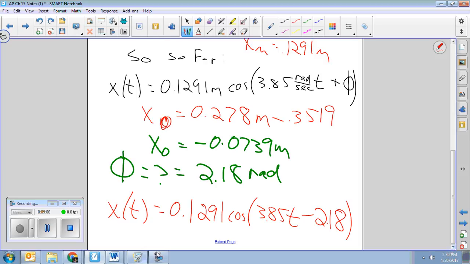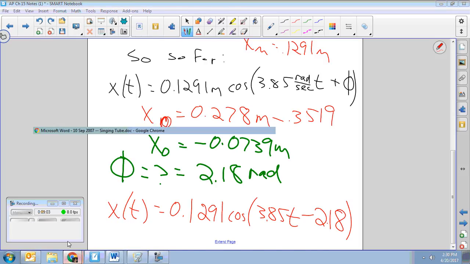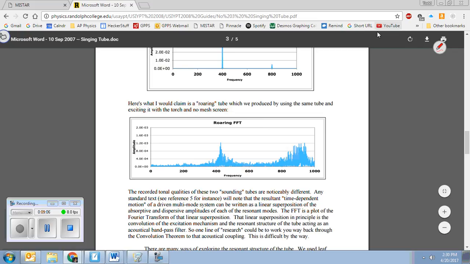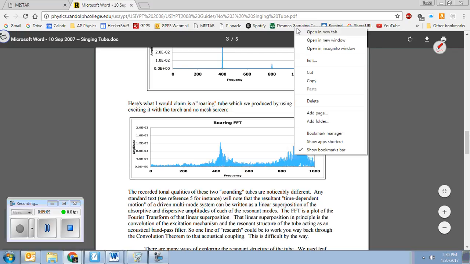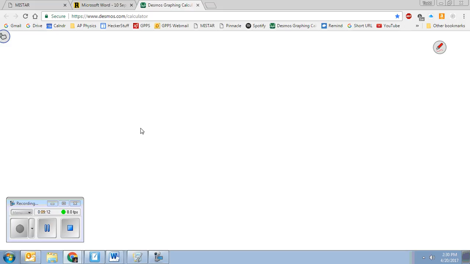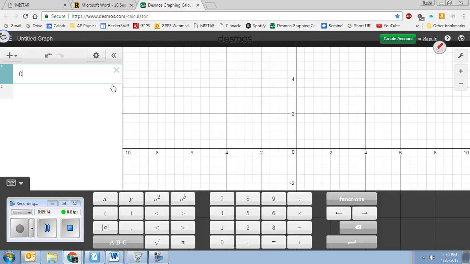On the interwebs, there is a graphing app called Desmos, which I enjoy. Here we go, Desmos graphing calculator. So I want 0.1291 times the cosine of 3.85, I've got to use x here, and then minus 2.18. There we go. Now let's scale it.